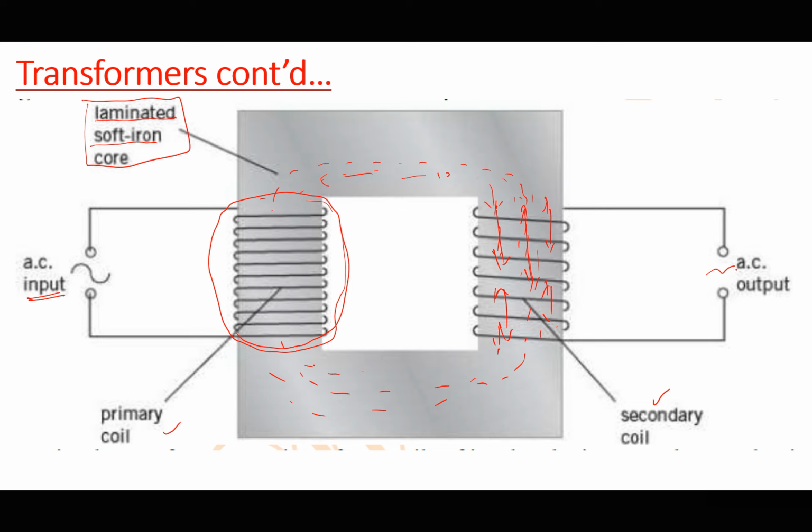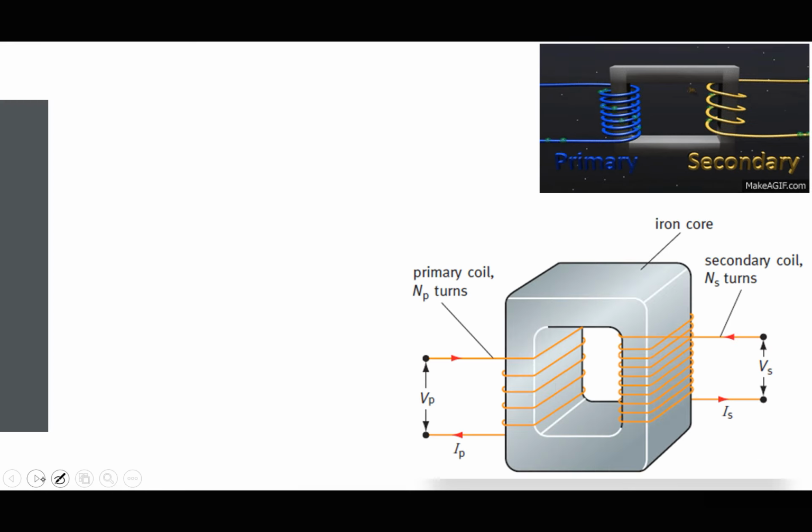So there are three major parts of a transformer: the primary coil, the secondary coil, and the laminated soft iron core. Of course, the input and output are also very important, because the input is what dictates if the transformer will work. Transformers, as we shall emphasize later on, only work with alternating current, because direct current cannot be stepped up or stepped down. So those are the transformers.